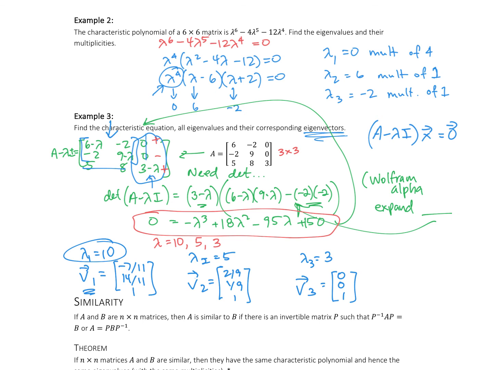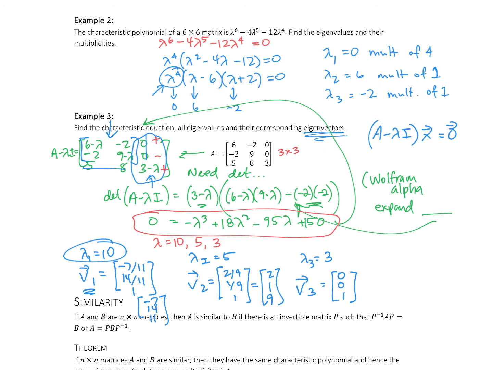Any multiple of v1 is an eigenvector for this eigenvalue. So if I wanted to get rid of this fraction, another option for v1 would be -7, 14, 11. Those are equivalent vectors in this space because both lie on the same line, and it doesn't matter which one I multiply my matrix by, it's still going to be 10 times that vector. For 5, I got 2 9ths, 1 9th, 0, and this is also equivalent to multiplying everything by 9, giving 2, 1, 9. The 0, 0, 1 is nice, but it doesn't really matter.